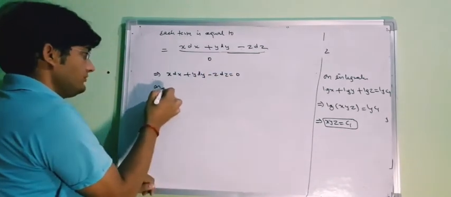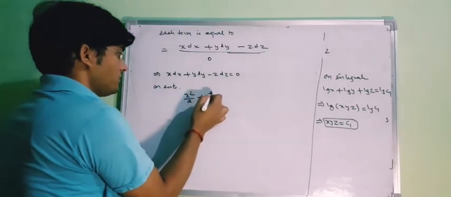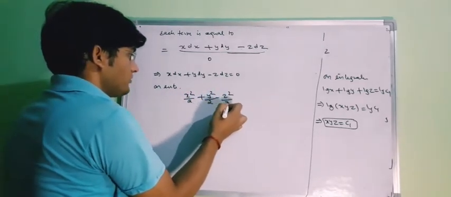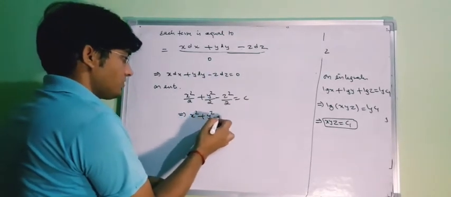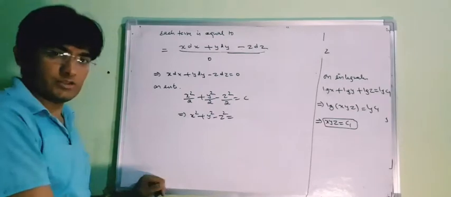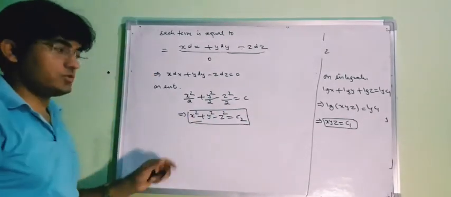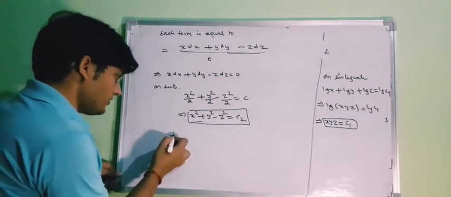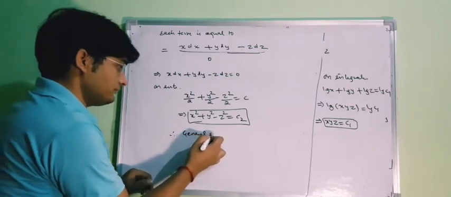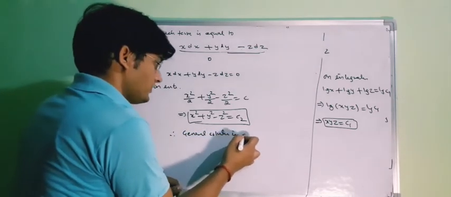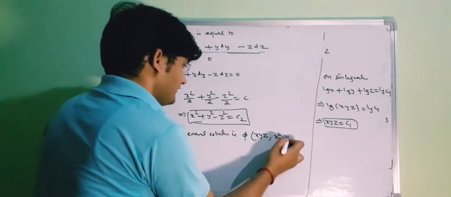So on integration, we get x square upon 2 plus y square upon 2 minus z square upon 2 equal to some constant of integration, say c. So this is x square plus y square minus z square equal to 2 times c. Let us assume 2 times c as constant c2. So this is your solution. Therefore our general solution will be phi of the first solution, comma the second solution.